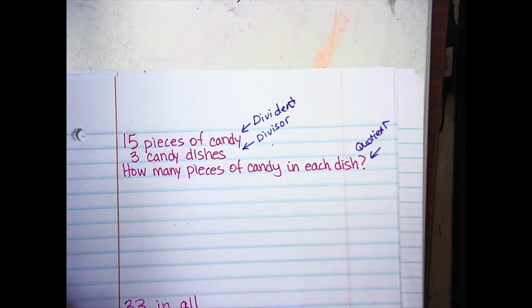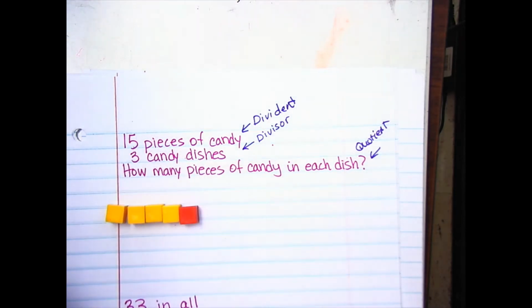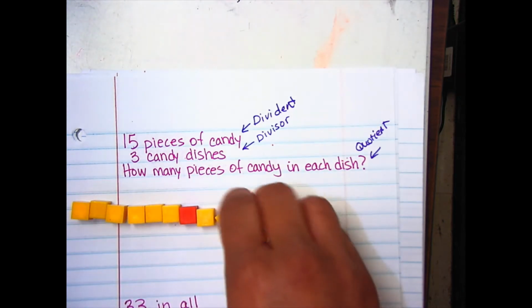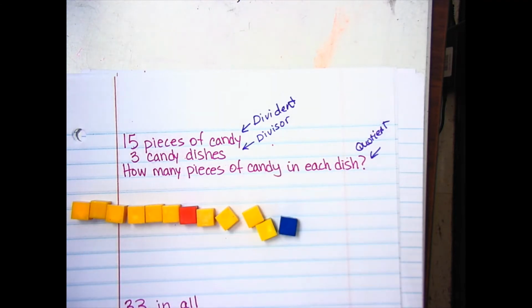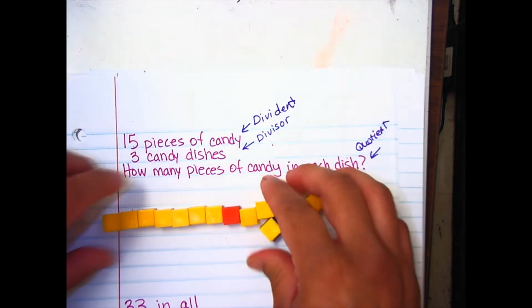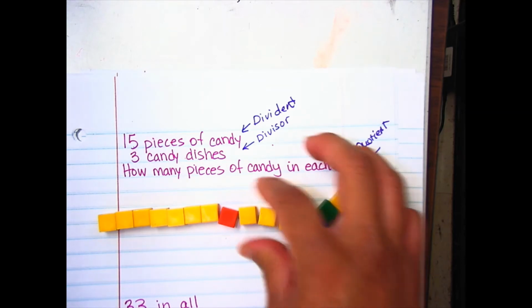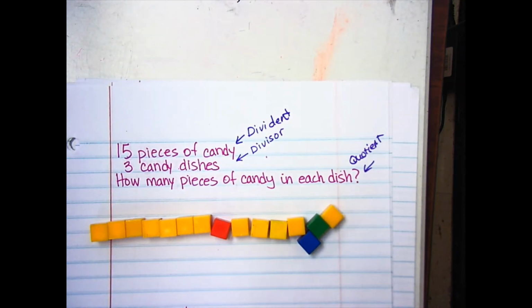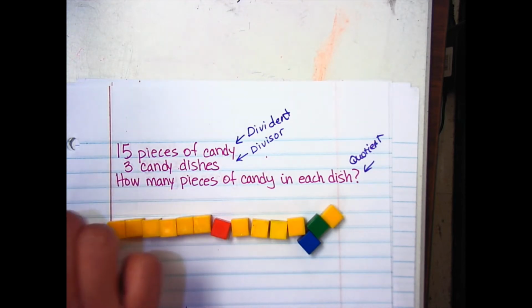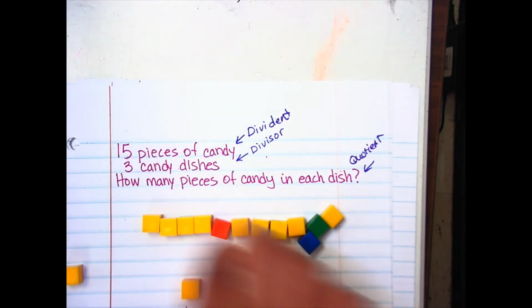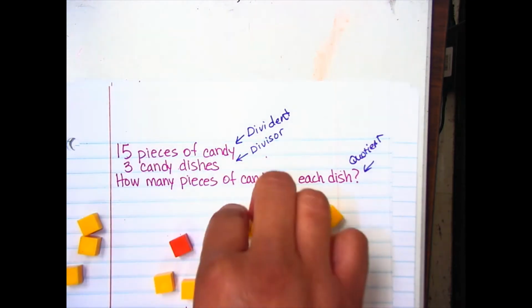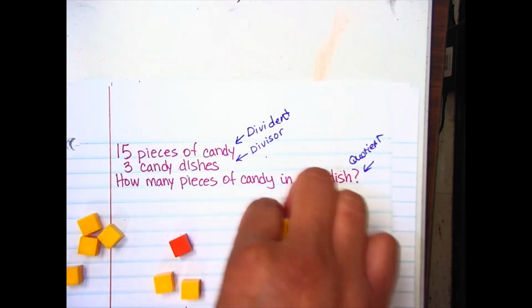So here we have 10. I'm going to use these because these are smaller. So 3, 4, 5, 6, 7, 8, 9, 10, 12, 13, 14, 15. So here we have 15 pieces of candy. And I'm going to separate them into 3 equal groups. Again, the keyword here is equal. My groups have to be equal. So I would go 1, 2, 3. And you would keep dividing them. We're separating our candy into 3 equal groups.